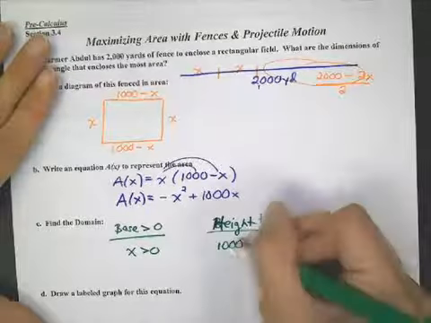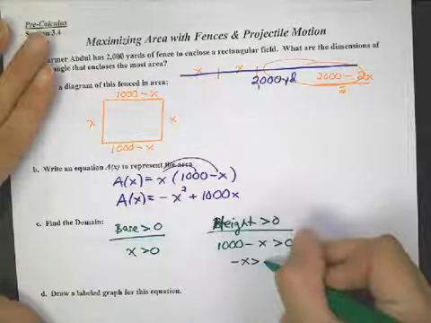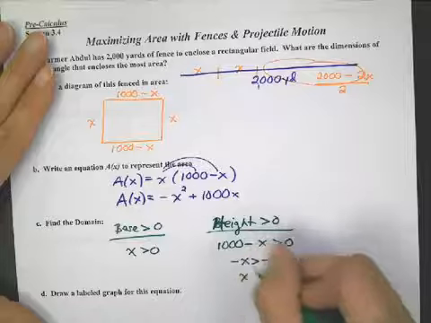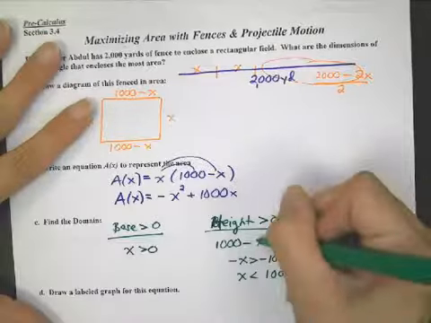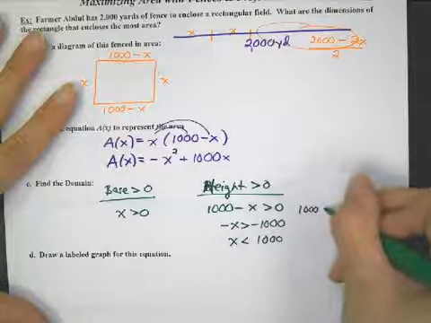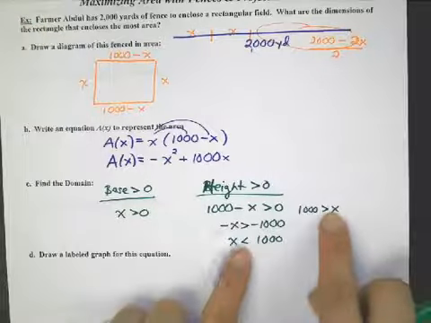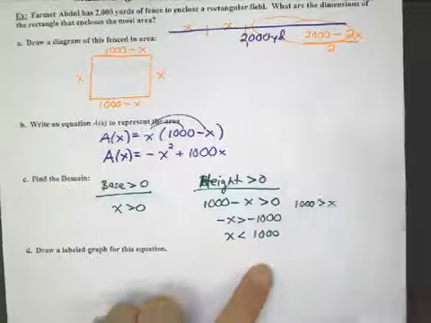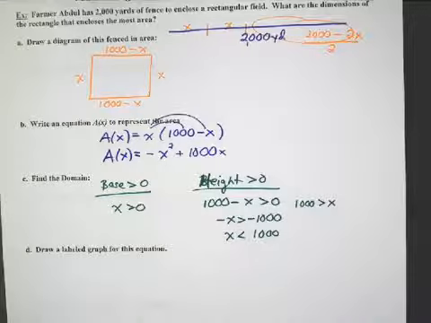A couple ways to do this. If you move the 1,000 over, then you have negative X greater than negative 1,000. And when you divide both sides by a negative, you have to flip the sign. Some people say, well, can't I move the X over? And if you do that, if you move the X over, then you have 1,000 greater than X. And these are the same. Do you see how the greater than sign is pointing at the X? Okay, they're exactly the same. If you switch this around and write the X first, you'd have to stay pointing at it. So either way will get the job done.